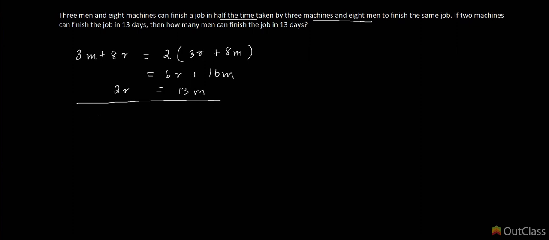It is given that 2 machines, 2 robots can do this in 13 days. Then how many men can finish in 13 days? 2 robots same as 13 men. So 13 men can also finish it in 13 days. So the answer is 13 men.